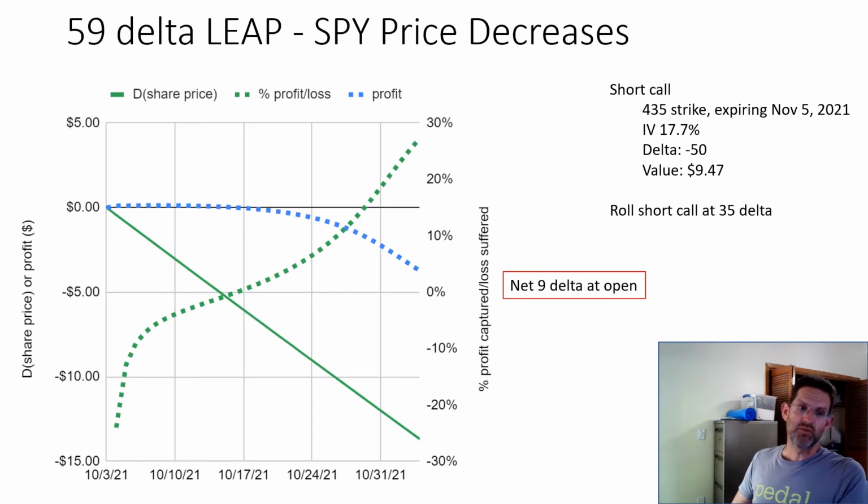Okay, now let's see how the spreads perform when the underlying decreases. The 59 delta LEAP spread actually has a mild profit for the first 15 days when theta decay works in our favor. I like to roll the short call at 35 delta, which seems to be the point where the P&L goes negative, really with all these spreads.